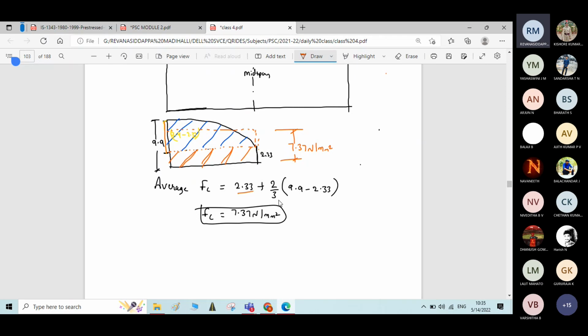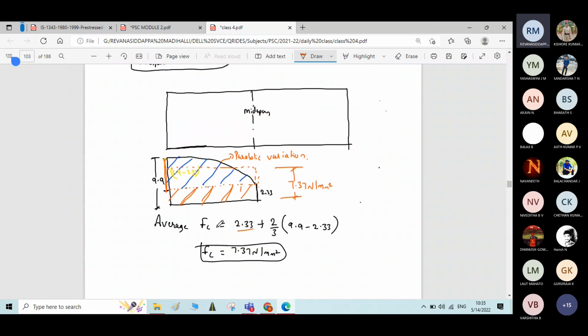How to convert that? 2/3 of this height. Okay, 2.33 constant plus 2/3 of this height will give the conversion of this variation of stress into a rectangle. Okay, a constant stress or an average stress throughout the length, 7.37 Newton per mm square. So this is parabolic variation. Now we got the value of FC.